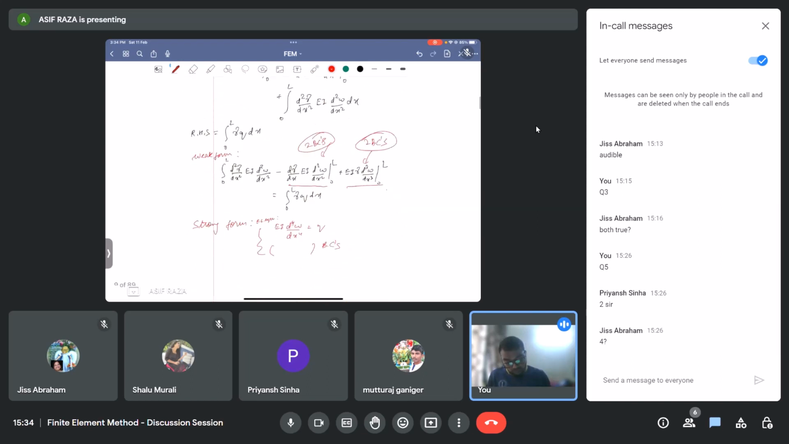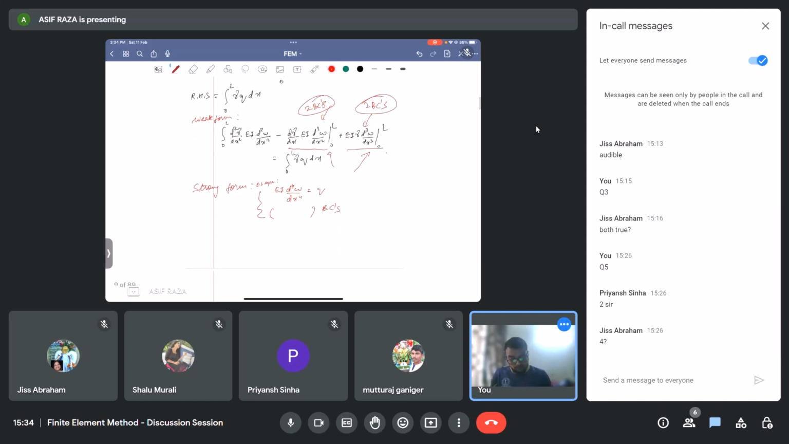So those answers are coming from this section, this part. So to make it clear, I solved this thing. I hope you guys have no problem now to understand this. So now I'll move on to the next question.